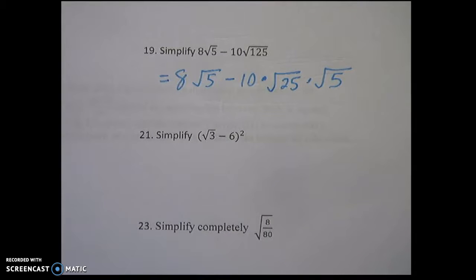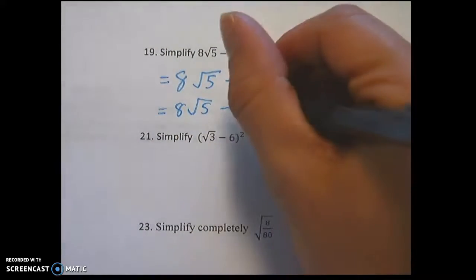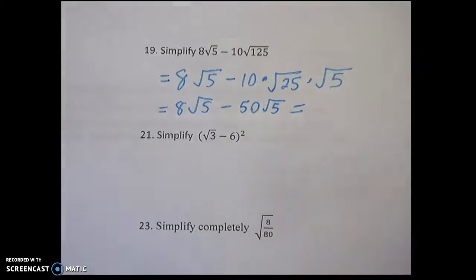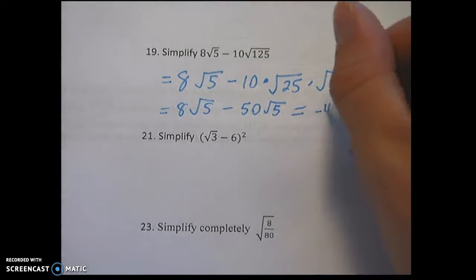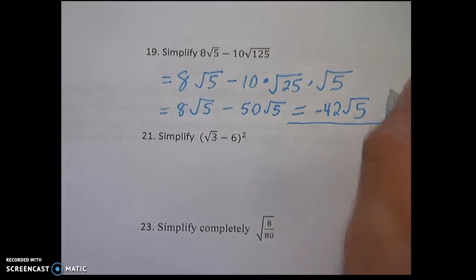And of course, the square root of 25 is just 5. So that's 10 times 5 right there. That's 8 root 5 minus 10 times 5, which is 50 root 5. And then from there, all we want to do is subtract 8 minus 50. It's negative 42 root 5, which is the answer.